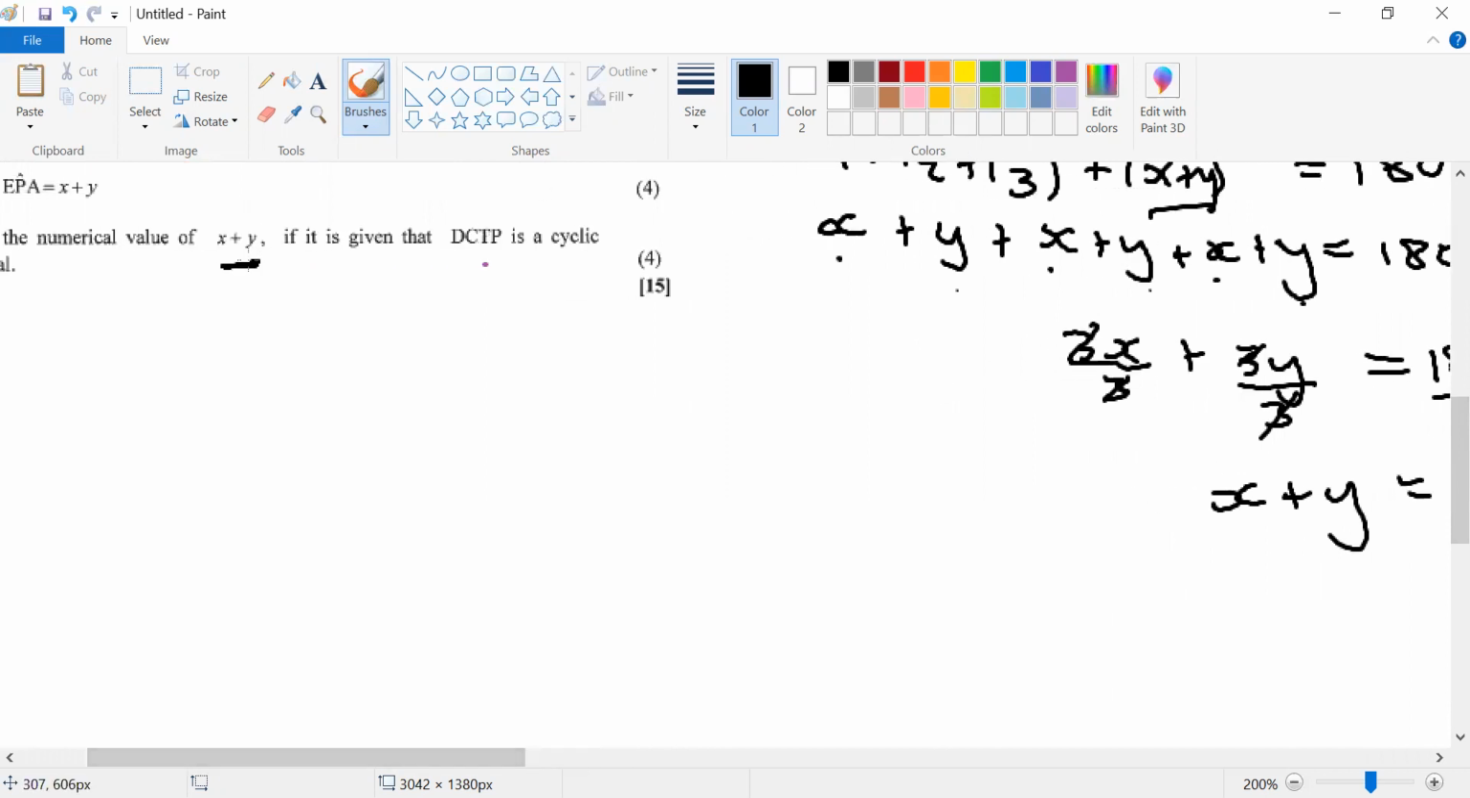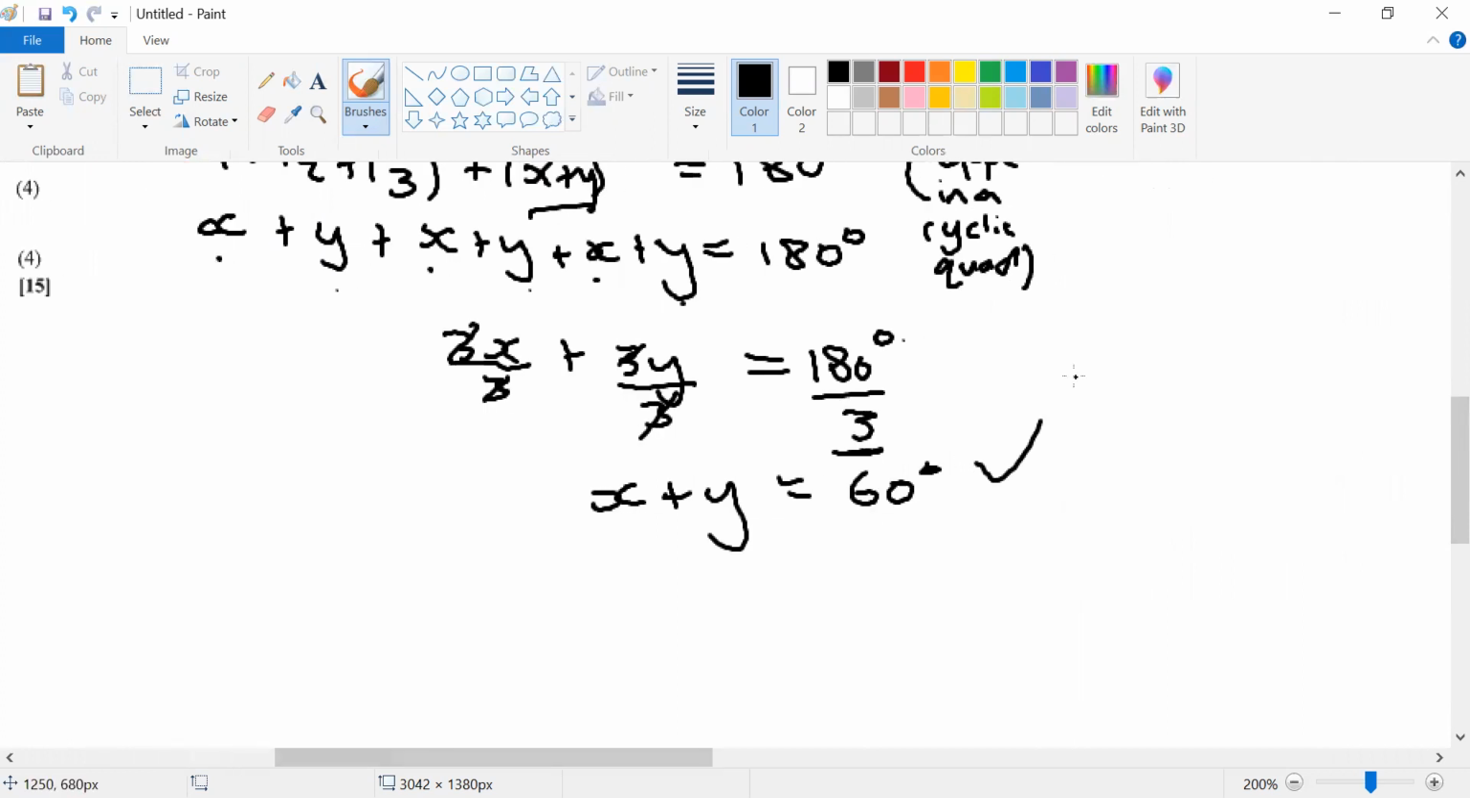And what we needed to calculate was a numerical value for X plus Y, and that's what we achieved.